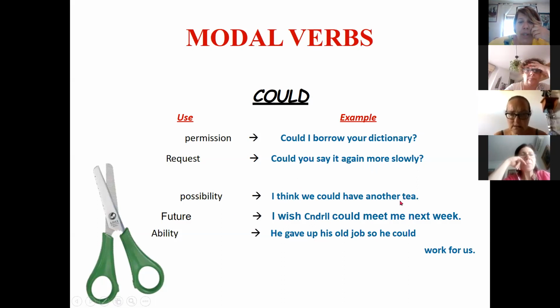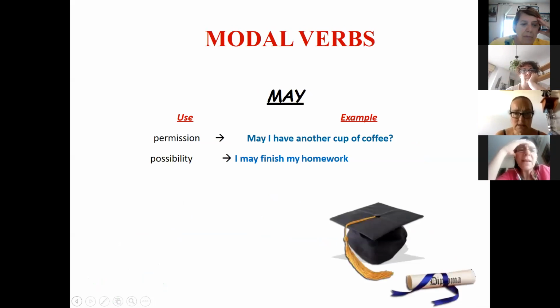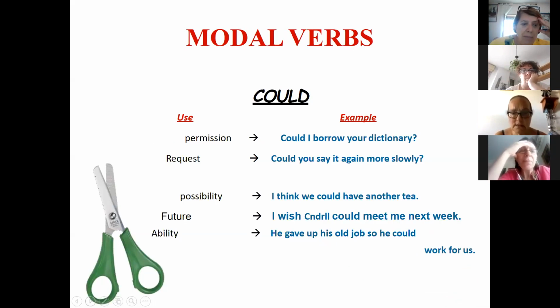Possibility, very easy to understand. In the future: I wish Kandril could meet me next week. Yes, normal. Ability: he gave up his old job so he could work for us. Just because this is made in the past, in this case could is just the past of can. It's not a conditional, it's past. It's past simple in this case. Which is the exact meaning of gave up?